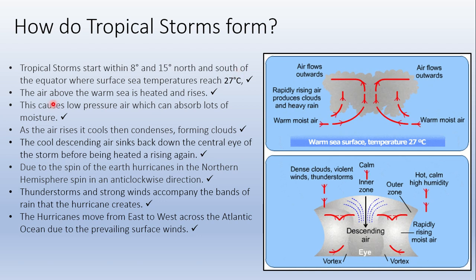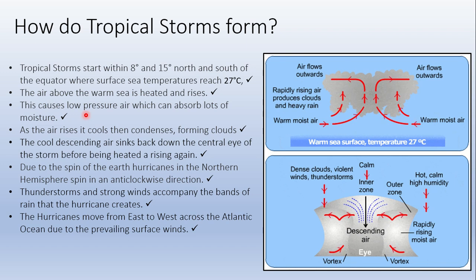As a result, the air above the warm sea is heated and rises. Warm air is called low pressure air. That means that when you have warm air, there are fewer molecules of air in any given area. High pressure air would be the opposite. High pressure air would have lots of molecules of air in a given area. If there are fewer molecules of air, this means the air has more spaces between its molecules to absorb moisture.